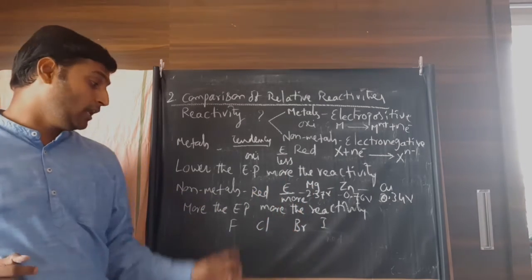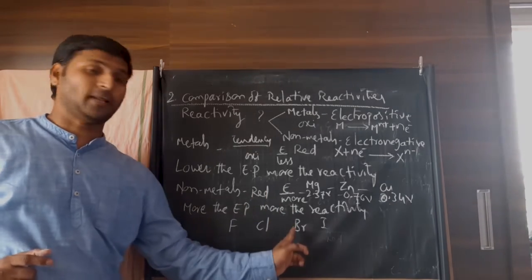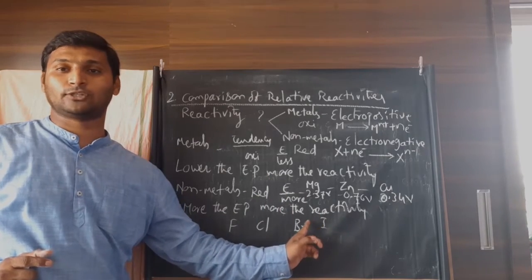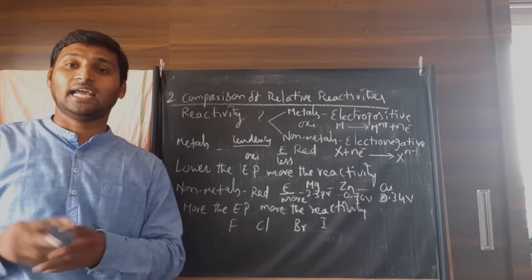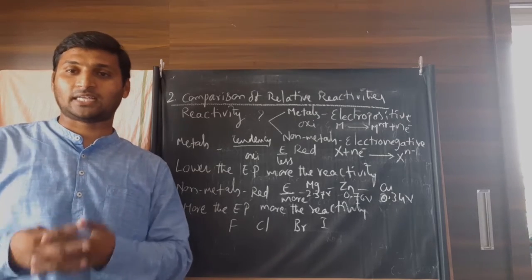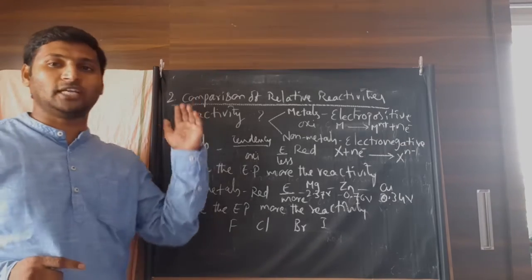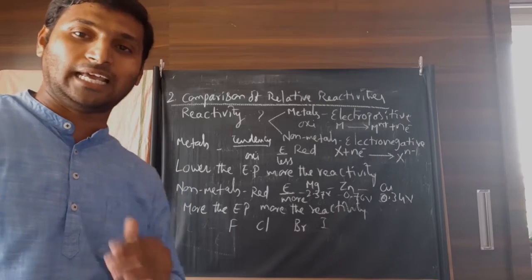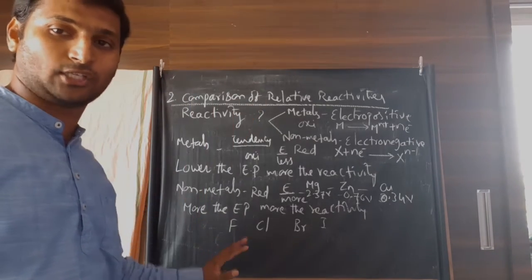And you know very well, fluorine can displace chlorine from its salt solution. Chlorine can displace bromine from its salt solution. Bromine can displace iodine from its salt solution, and the reverse is not true. You would have studied that in non-metal displacement reactions in your school. So, using the electrode potential values present in the electrochemical series, you will be able to clearly explain the relative reactivities of metals as well as non-metals.